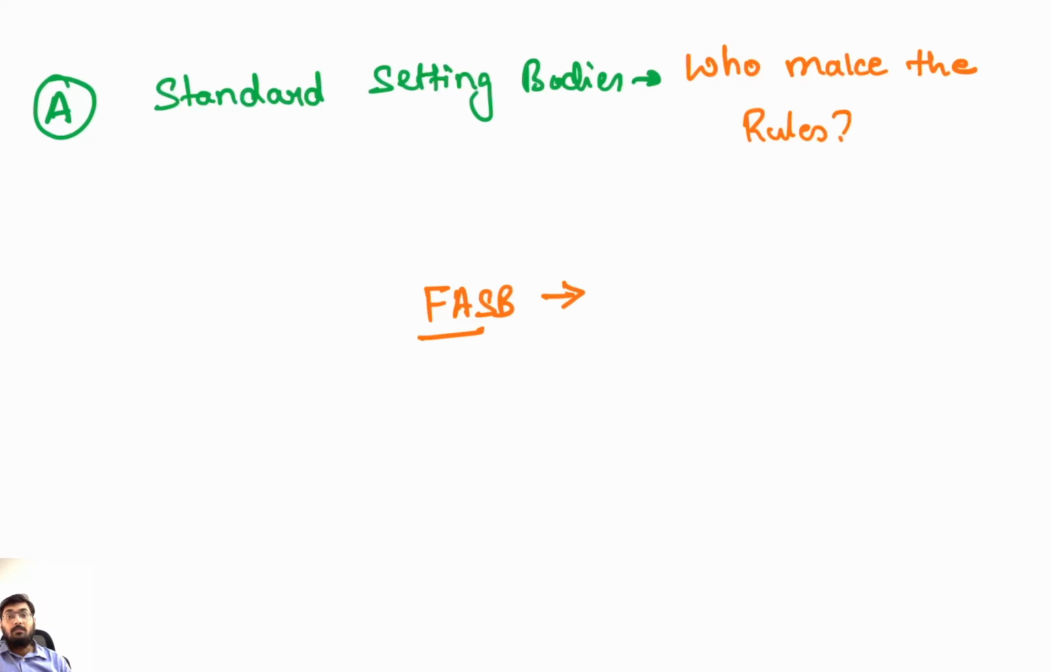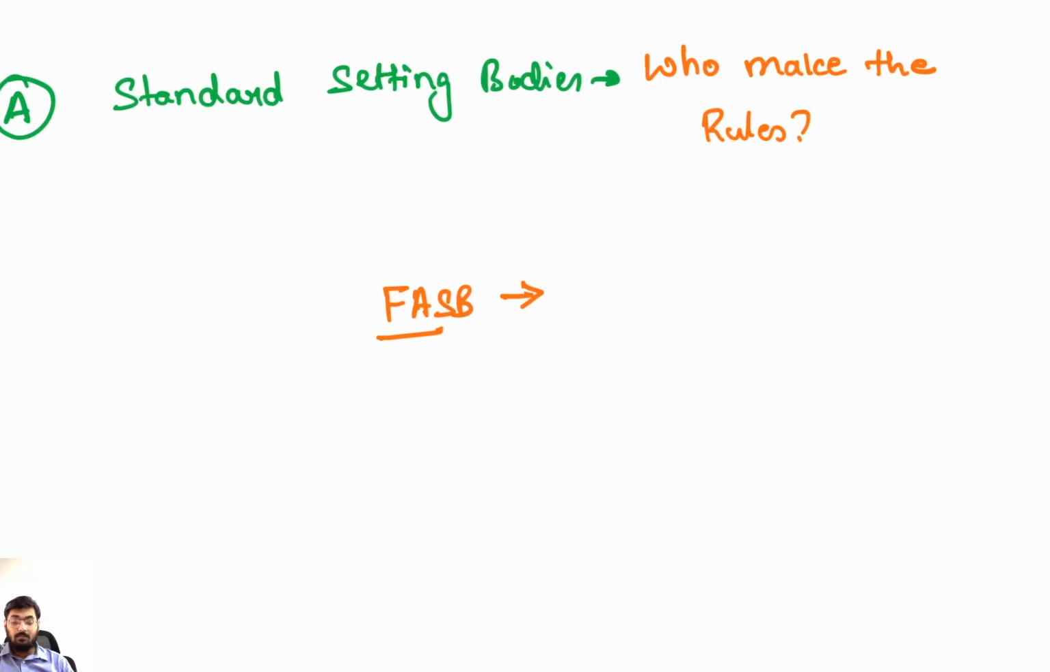FASB makes the rules for companies in the US, called US GAAP. Then we have IASB, which makes the rules used globally, including Europe and Asia. The rule book is known as IFRS.